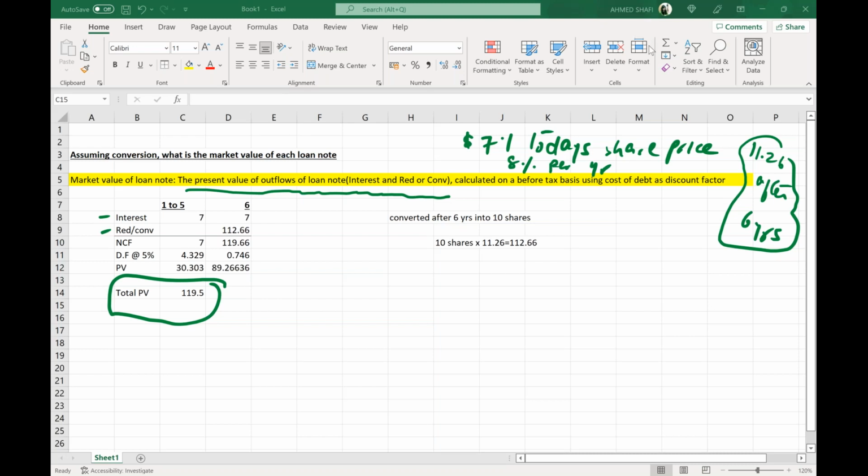Amir, this is not a point of confusion whether the question is from the WACC topic or the valuation topic. Obviously, you have to calculate the market value of the loan note. Even in WACC, the definition of market value of loan note is the same. Even in business valuation, the definition is the same. So it doesn't matter.